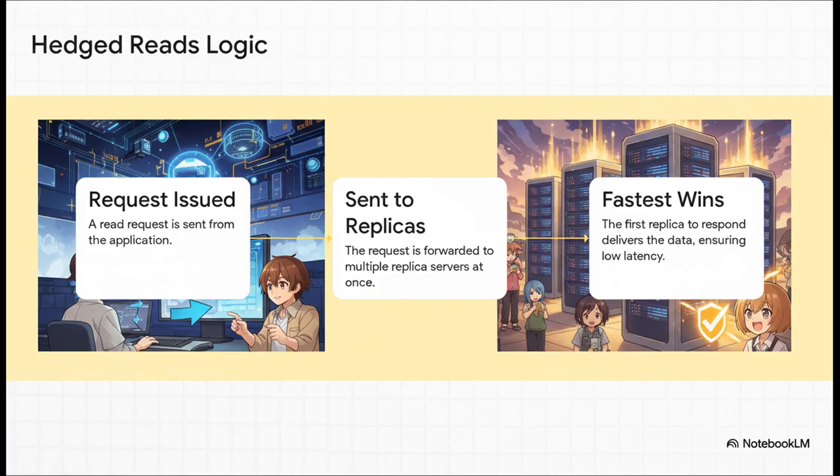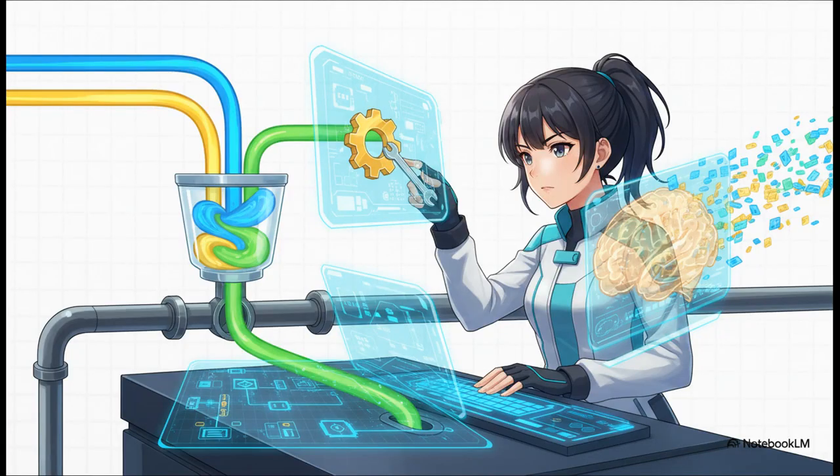When you ask for some data, instead of just asking one server, MongoDB sends the same request to multiple copies, or replicas, at the exact same time. It basically creates a race. And here's the kicker. Whichever replica responds first is the one that gives you the data. So you always get the fastest possible response because you're hedging against a random slowdown on any one machine. Pretty smart, right?